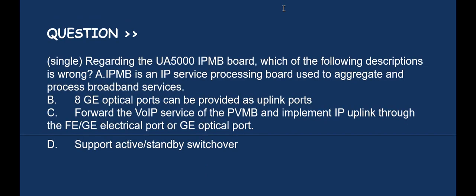Next one. Regarding the UA5000 IPMB board, which of the following descriptions is wrong? Option A, IPMB is an IP service processing board used to aggregate and process broadband services. Option B, 8GE optical ports can be provided as uplink ports. Option C, forward the VoIP service of the PVMB and implement IP uplink through the FE or GE electrical port or GE optical port. Option D, support active standby switchover. The correct answer is option B.